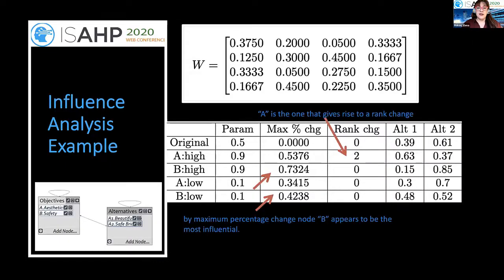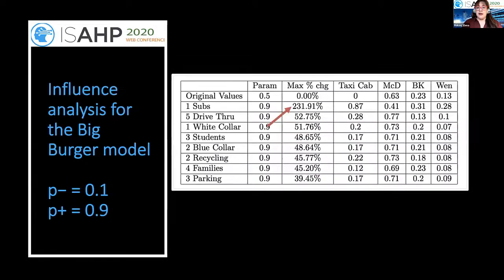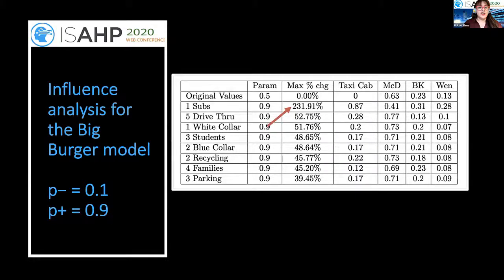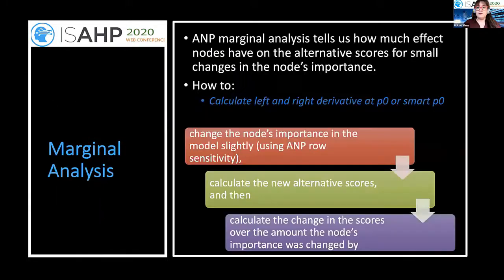And here we can see a very simple influence analysis example where we find that although A is the one that gives rise to a rank range, the maximum percentage change appears to be the most influential. Similarly, we can do that for the Big Burger model from the sample models, where we find out that only the subs node widely affects the final results for small and large changes.